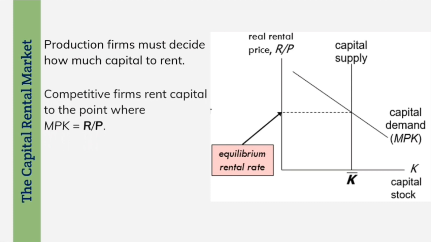In the capital rental market, production firms must decide how much capital to rent. Competitive firms rent capital to the point where the marginal productivity of capital equals the real rental price. The figure on the right side shows the equilibrium in the rental market for capital. For the reason just discussed, the marginal product of capital determines the demand curve. The demand curve slopes downward because the marginal product of capital is low when the level of capital is high. At any point in time, the amount of capital in the economy is fixed, so the supply curve is vertical. The real rental price of capital adjusts to equilibrate supply and demand.